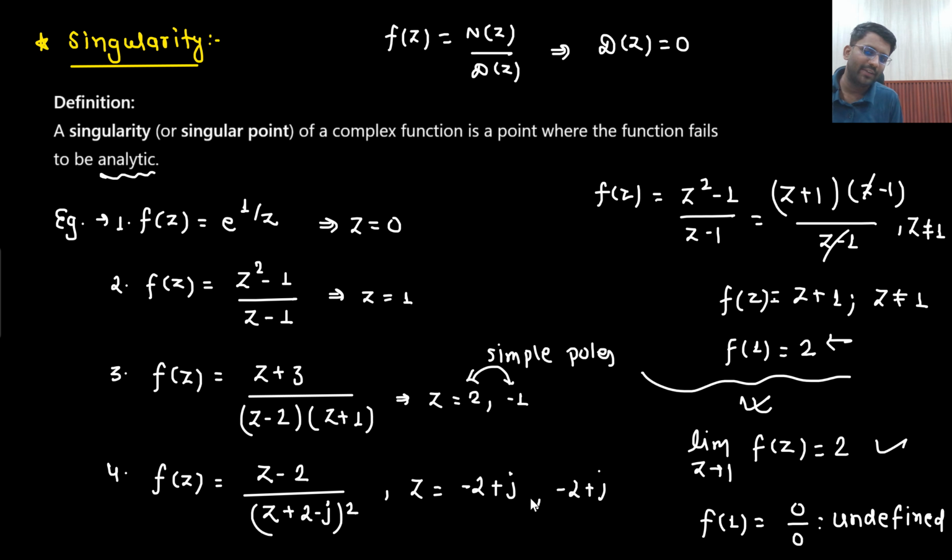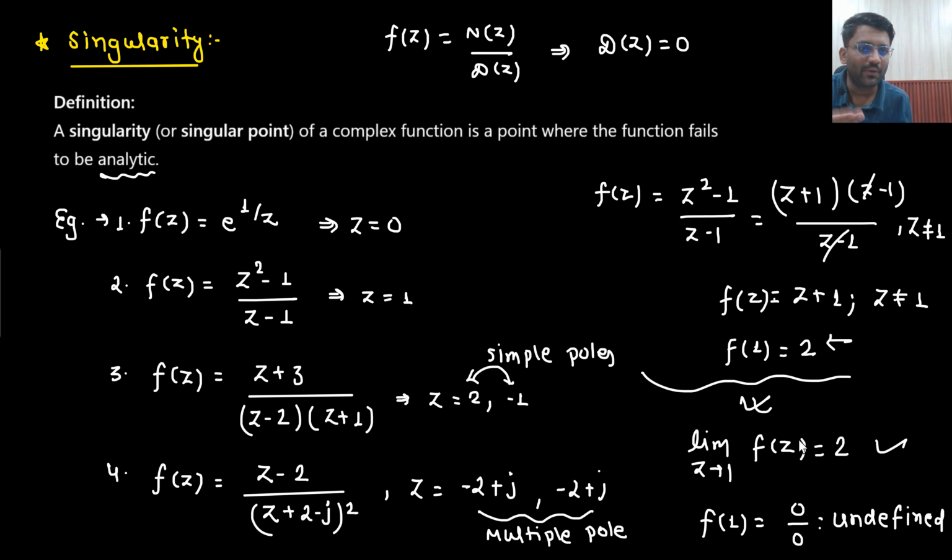Now, you let me know, minus 2 plus j is coming twice, no? So this will be known as a multiple pole singularity. Now here, sir, z equals 1 we will also get by putting the denominator equal to 0. So, sir, yes, z equals 1 is a singularity.